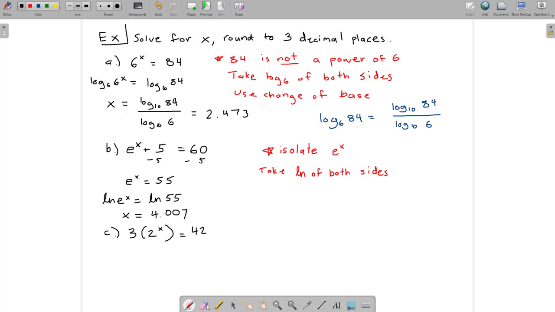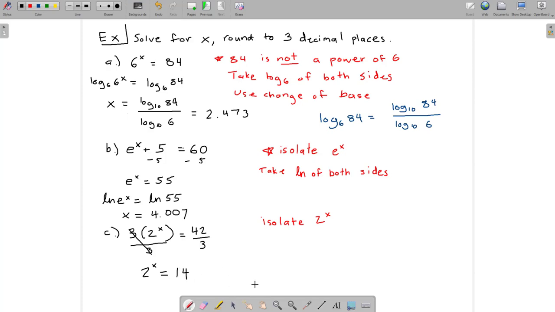Alright, let's go ahead and try this last example here. 3 times 2 to the x equals 42. So again, we're going to want to isolate our exponent here, so isolate the 2 to the x in this case. And so we're going to want to divide both sides by 3 to get this 3 to cancel out here. So then we have 2 to the x equals 42 divided by 3, that's 14, I believe.